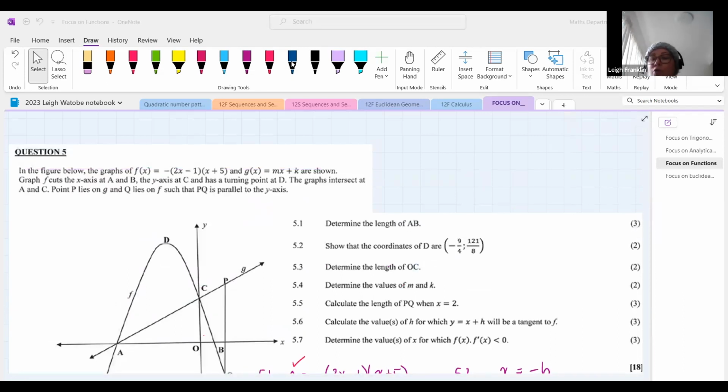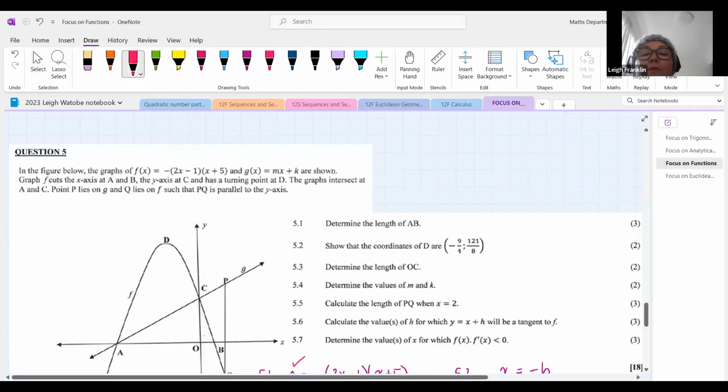Okay, Bokang, you're close, but remember C is a point. Not yet, Jude. Oh, silly me. Sorry, guys. I went straight to 5.4. Sorry, we haven't done 5.3. No wonder you were confused. Let's do 5.3 quickly and then we'll come to that.